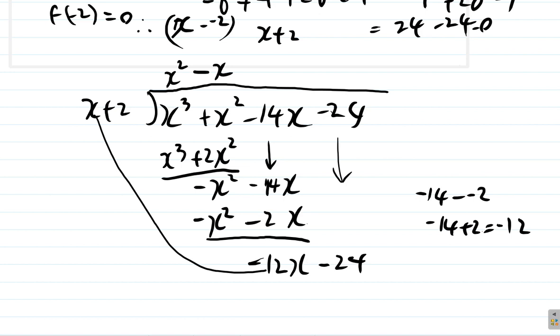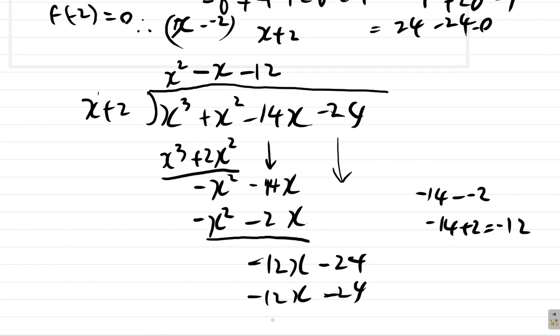x into negative 12x goes negative 12, right? Negative 12 times x is negative 12x. Negative 12 times 2 is negative 24. When you subtract these, you get 0. No remainder. Alright, so you're finished with the division.